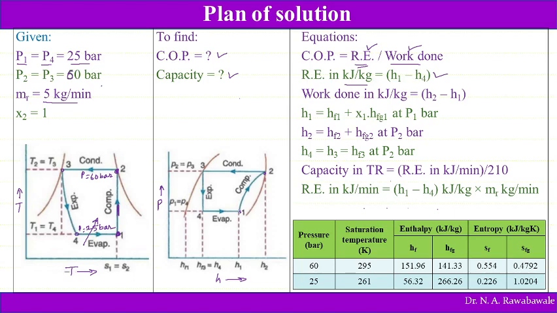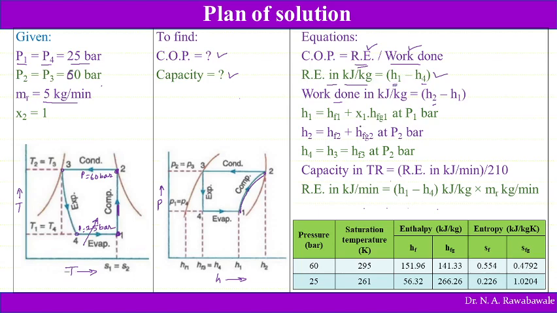This process 1 to 2 is shown on this pH diagram here. So work done in kilojoules per kg is given by H2 minus H1. Now if we know H1, H2 and H4, we can find the work done as well as the refrigerating effect, and then the COP of the refrigerator.